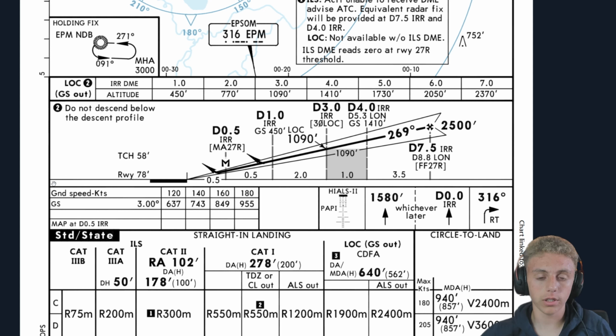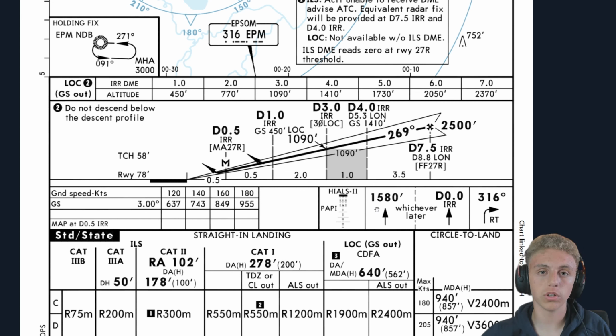Over here, for each ground speed you have, it tells you what your descent should look like. So at 120 ground speed in knots, you should descend a 3-degree flight profile, a 3-degree descent, and as such that is 637 feet per minute. 140 is 743 feet per minute, 160 is 849 feet per minute, etc.